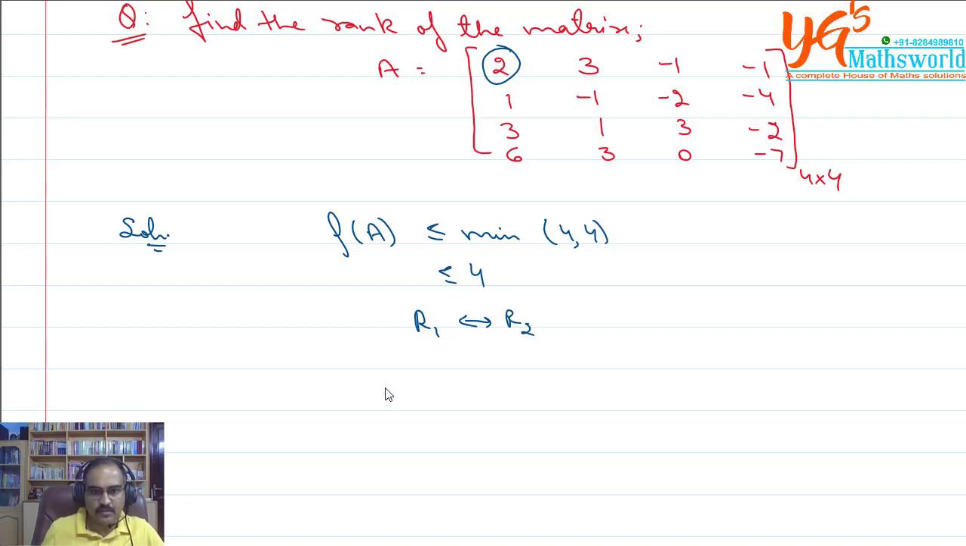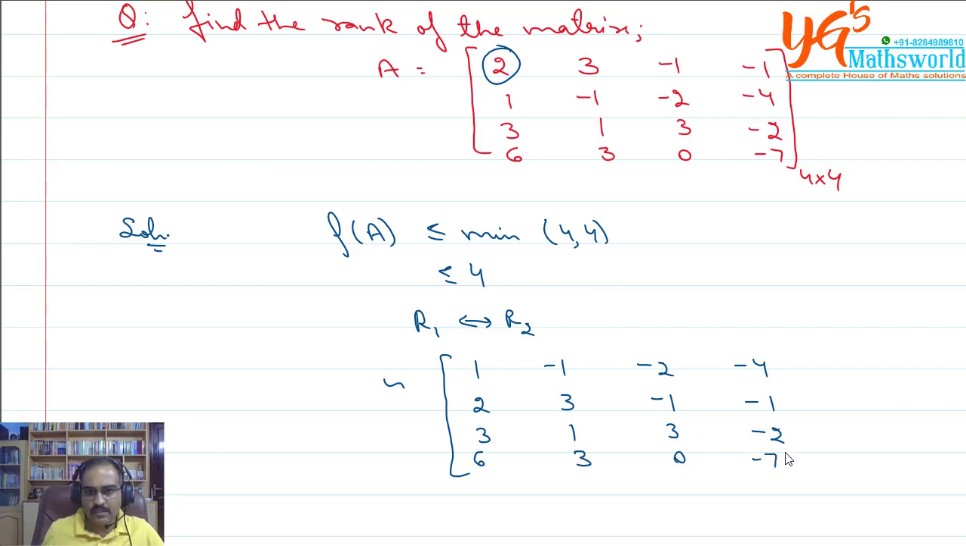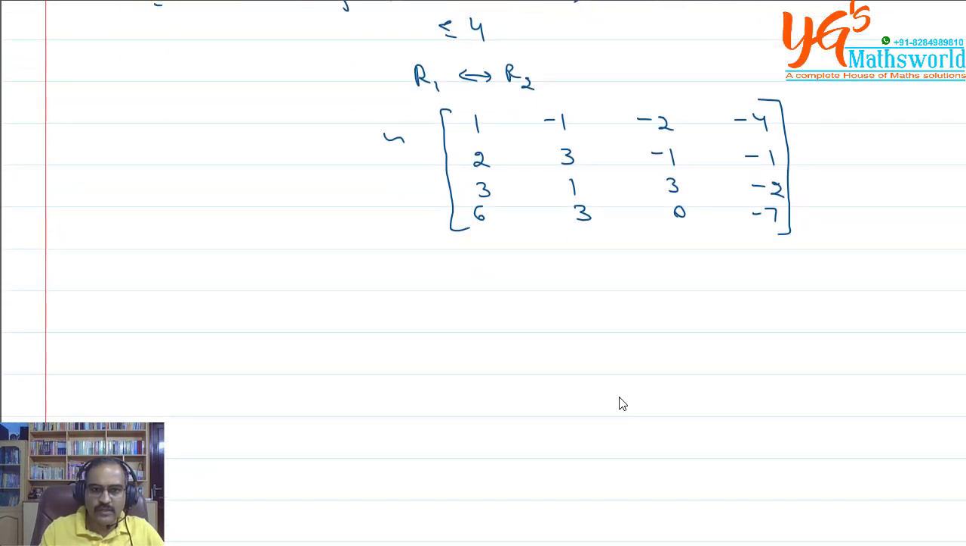So it will be now 1, -1, -2, -4, then 2, 3, -1, -1, 3, 1, 3, -2, 6, 3, 0 and -7. Now I need to make all of the terms below 1 to be 0. These all terms to be 0.